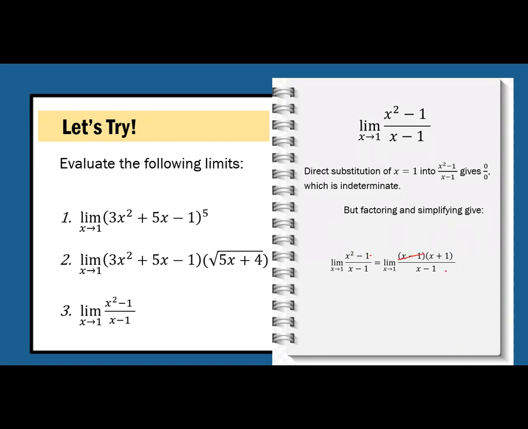And canceling out the common term, what's left? We have the limit of x plus 1 as x approaches 1. And with this, we can now proceed with our direct substitution method. So we'll have 1 plus 1 is equal to 2.